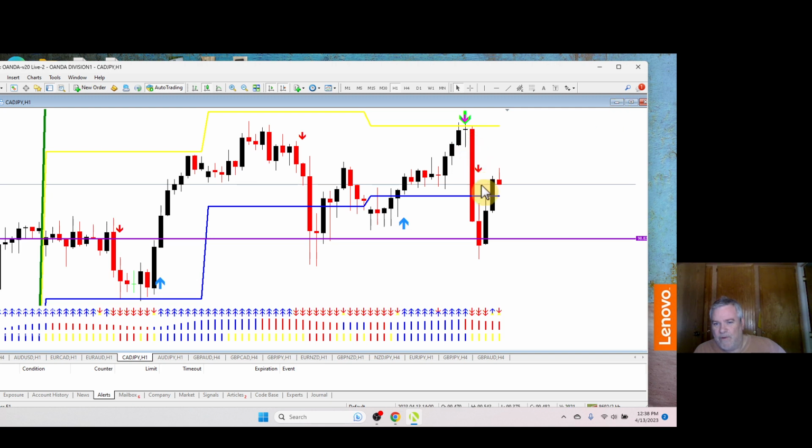Yeah, that just ran away, a big old down candle. If you were lucky enough to get into that, hopefully you've taken half of your profit already and then moved your stop to break even.